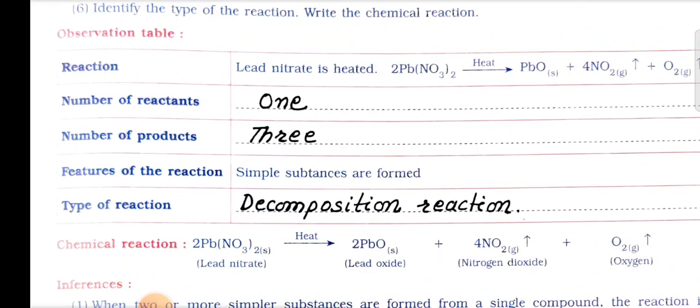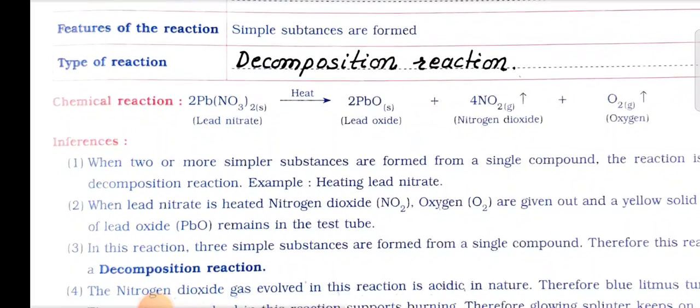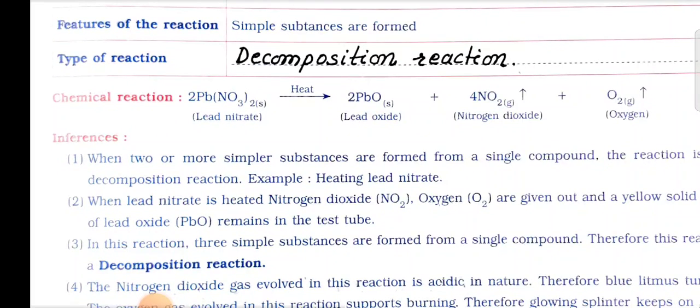Now, number of reactants is 1 and number of products is 3. Features of the reaction: simple substances are formed. Type of reaction: decomposition reaction. Chemical reaction is also here.